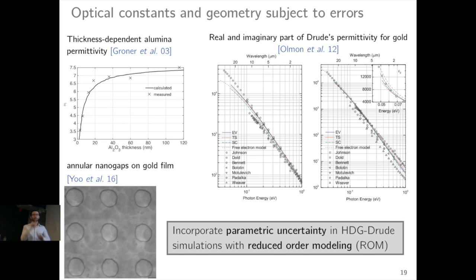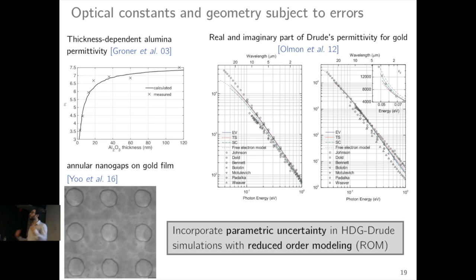That, as you can see, from very few measurements, you already derive a law, and this is the one you use for the simulations. In terms of gold, here I'm showing on the left the real part, on the right the imaginary part of the gold's permittivity. And as you can see, different groups in the literature have proposed different results that all come from different measuring techniques.